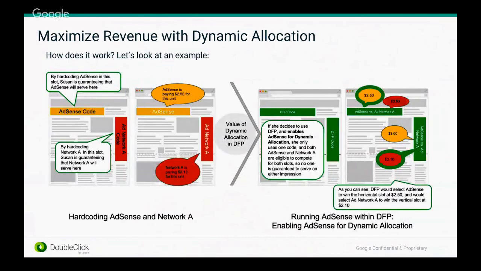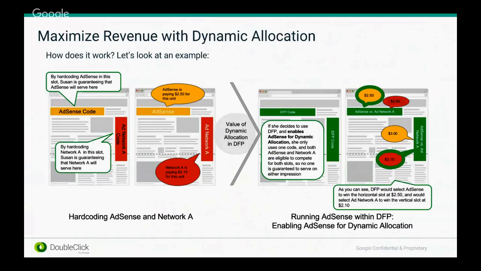Let's try and understand this a little bit more in detail with an example. I hope everyone can see the screen. Towards your left, here's one of our publishers, Susan. She has AdSense hard-coded on her website. It seems like a horizontal unit, 728 by 90. And then another ad network, let's call it ad network A, also hard-coded on the website. AdSense is paying out $2.50 for the AdSense ad unit, and ad network A is able to provide $2.10. So on the left side of the screen, all you see is hard-coded AdSense and network A.